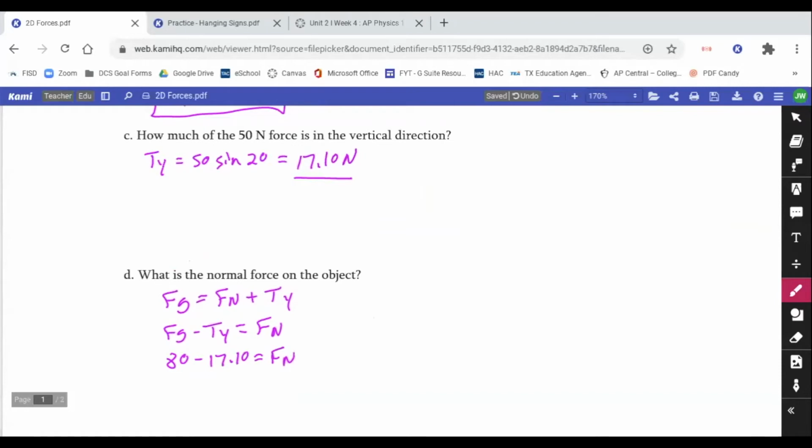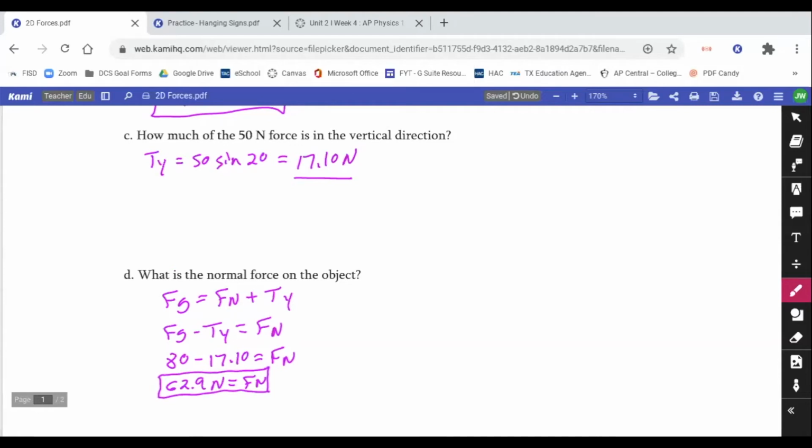And then let's see, that'd be what, 62.9, I think, 62.9 newtons equals force normal. If I did that in my head, so if I get it wrong, you got to tell me. But 62.9, I believe, is the force normal, which is less than the force of gravity. So how did I get this?